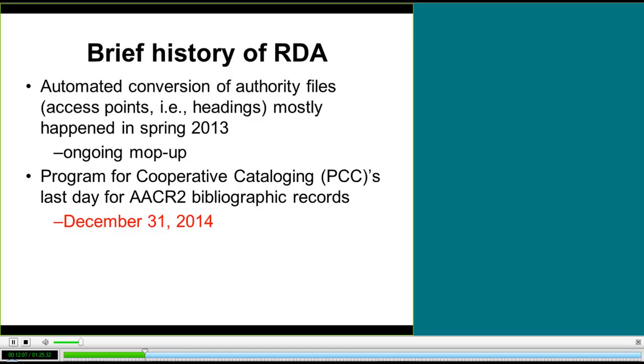And the latest news is that the Program for Cooperative Cataloging, or the PCC, determined that their last day for AACR2 bibliographic records would be December 31, 2014. Now, if you're not a PCC library, which probably most of us in this audience are not, you can continue to create AACR2 bibliographic records, and even PCC libraries can do that if they so choose. However, they cannot code them as PCC records after December 31st of this year.